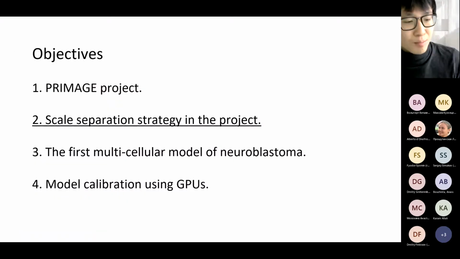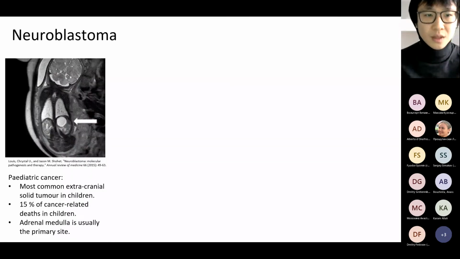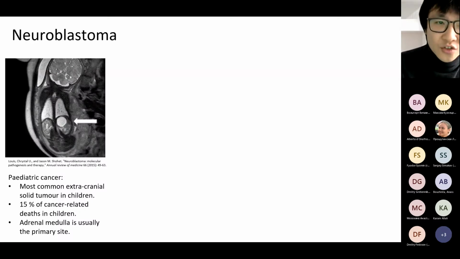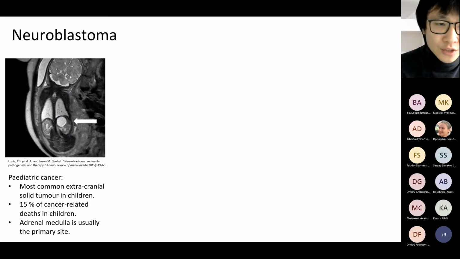Moving on to the second part of this presentation, about scale separation. We are doing this project within the context of neuroblastoma. Later, we'll also look at diffuse intrinsic pontine glioma, but right now our focus is neuroblastoma. It's a pediatric cancer. It is the most common extracranial solid tumor in children, and is responsible for 15% of mortality in that population. The primary tumor is usually found in the adrenal medulla.